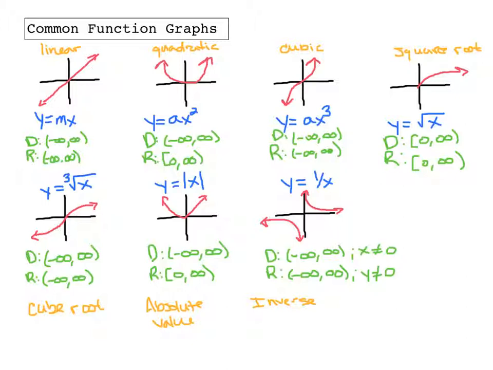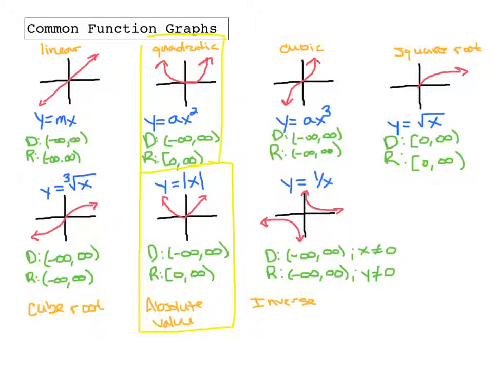Okay, looking at these graphs above, you might notice that several of these graphs have the same characteristics. For example, the quadratic, also the absolute value. Both of these are symmetric across the y-axis or the vertical axis, where the other ones are either symmetric across the origin or neither.